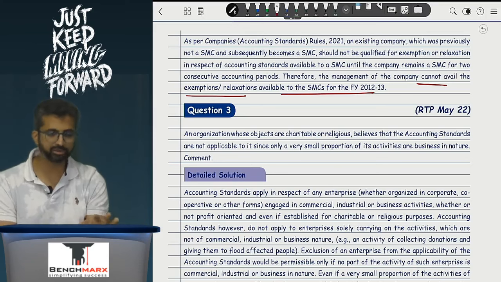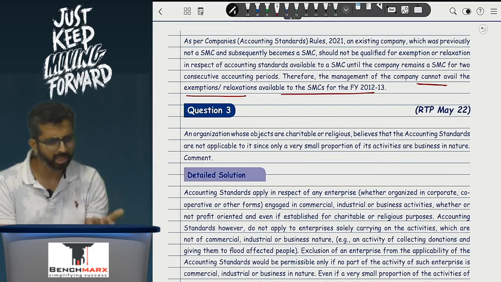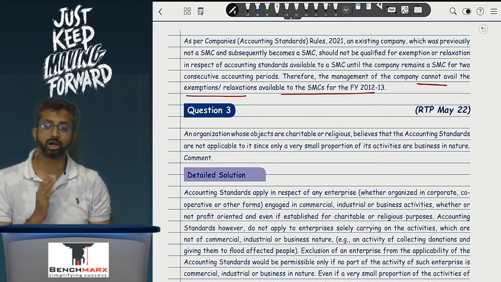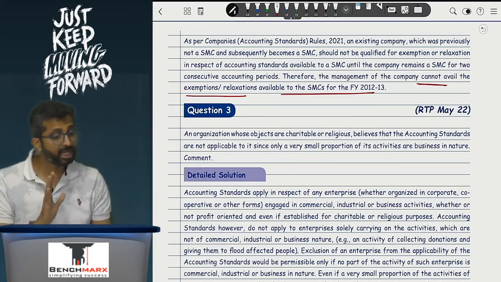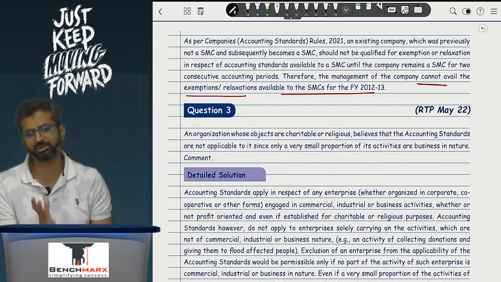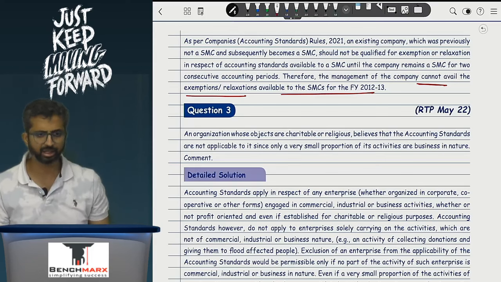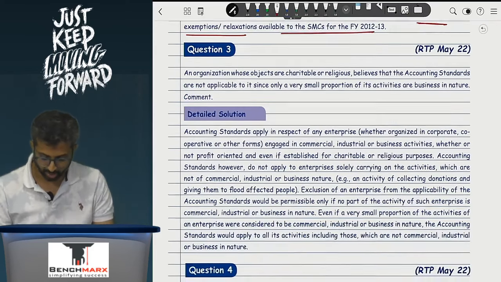No. In which case, can accounting standards be applicable if it is specified and required under the law? Yes. So, for accounting standards to apply, there has to be some business. If it is entirely not-for-profit, then it will not be applicable. But if there is some business, then accounting standards, if applicable, will apply. Are we clear with this? So, over here, that is question number 3.